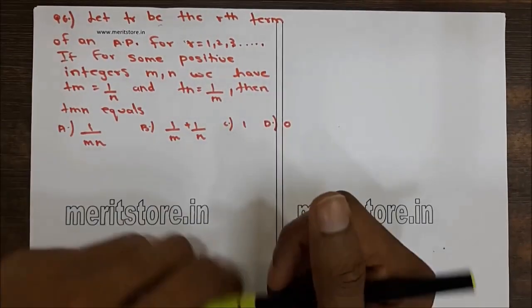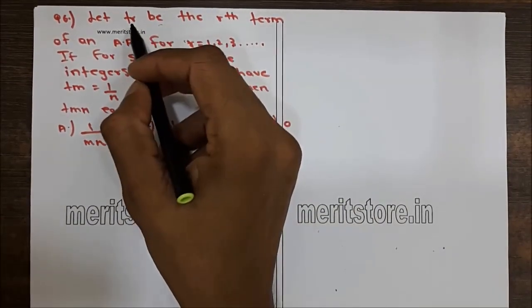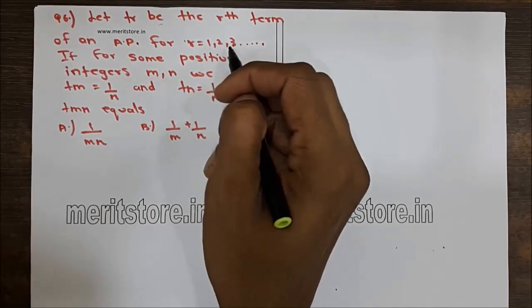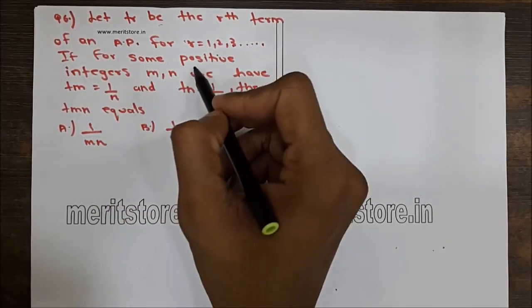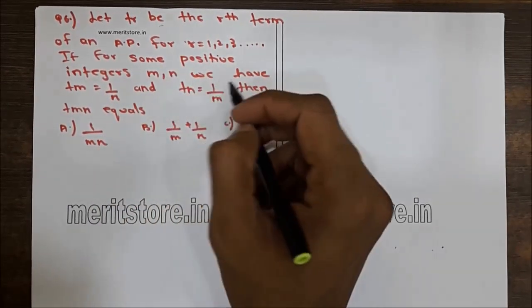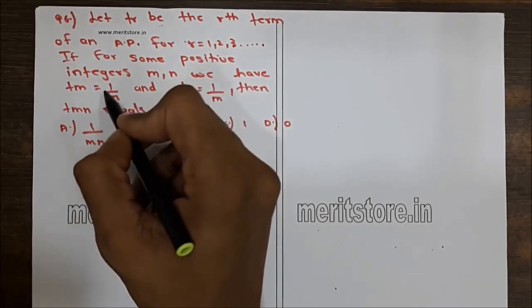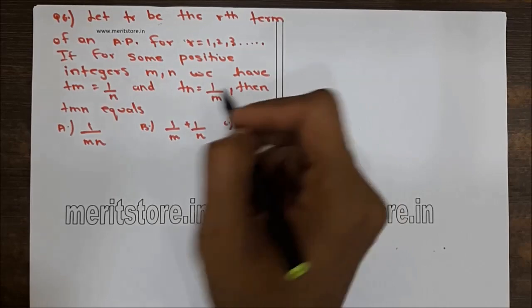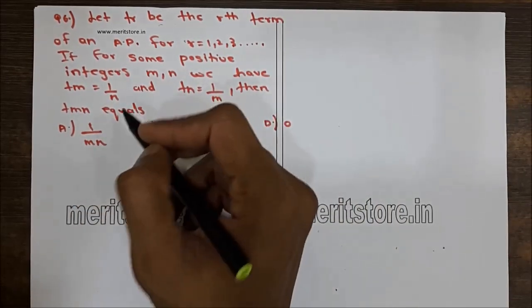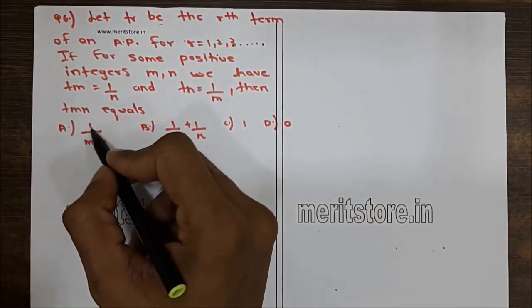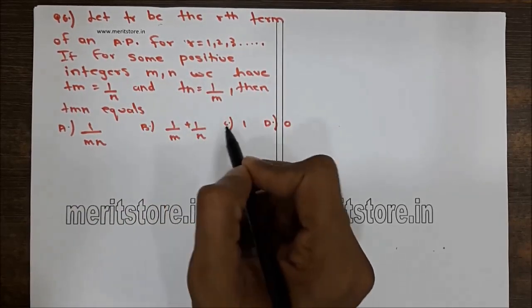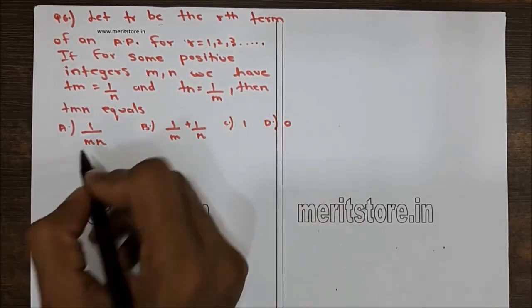Question 6. Let T_r be the rth term of an AP for r equal to 1, 2, 3. If for the same positive integers m and n we have T_m equal to 1 by n and T_n equal to 1 by m, then T_mn equals, we have four options: A, 1 by mn; B, 1 by m plus 1 by n; C, 1; and D, 0.